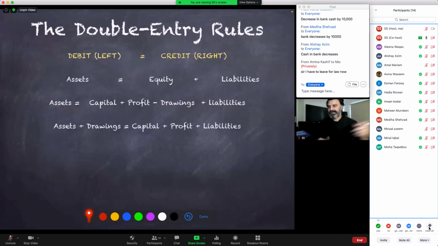अमल नहीं समझ आया बेटे? मिनाल and Amal, आपको नहीं समझ आया? Good. Thank you. Everyone else has given me a green check. Good.